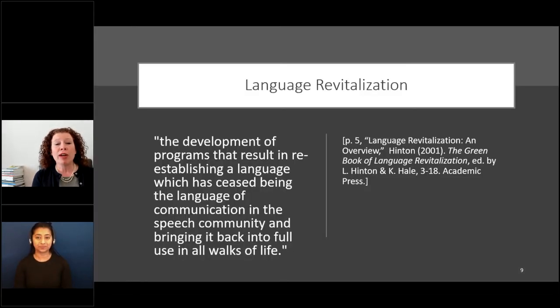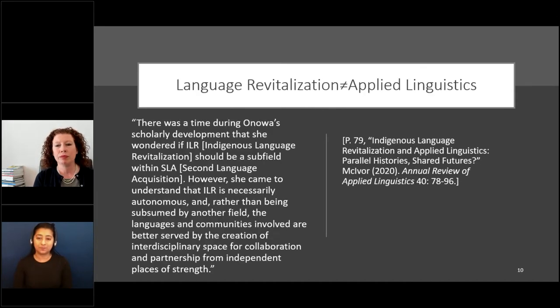In turning to language revitalization, I've drawn from a discussion of language revitalization by Leanne Hinton in the Green Book of Language Revitalization, and that quote: "The development of programs that result in reestablishing a language that has ceased being the language of communication in the speech community and bringing it back into full use in all walks of life." So language revitalization is not equal to applied linguistics.